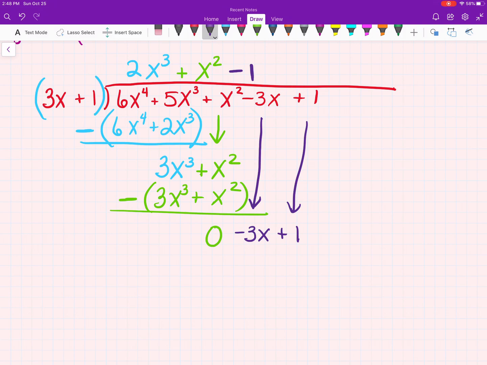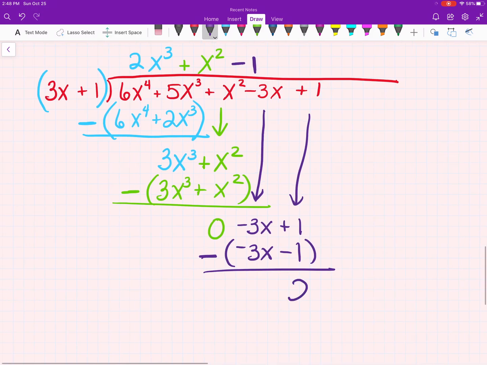And so then we go negative 1 times 3x, that's negative 3x. Negative 1 times 1, that's negative 1. Again, be careful. We're going to subtract the entire thing away. So negative 3x, subtract away, negative 3x goes away. 1 minus a negative 1, though, makes that a 2. So we have a remainder of 2.